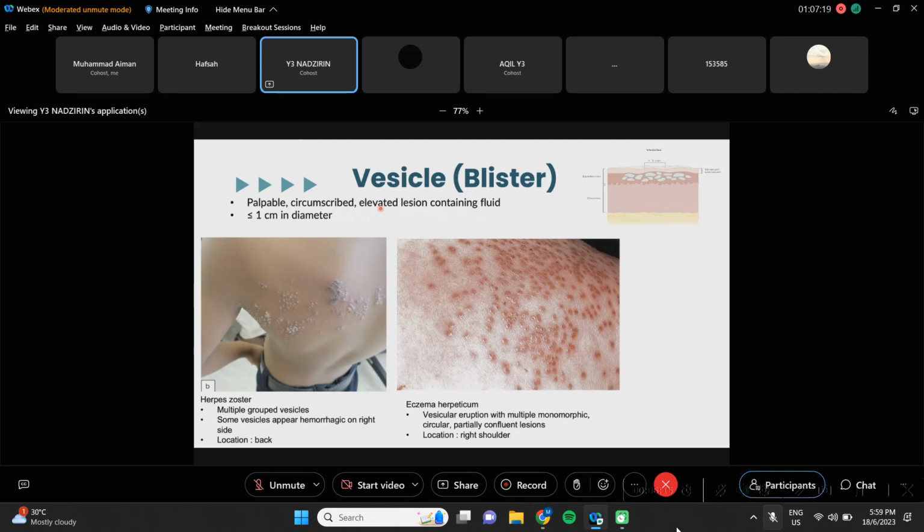Vesicle is the starting of a lesion containing fluid, a palpable elevated lesion with fluid. Vesicle is basically a blister. In herpes zoster, we can see multiple grouped vesicles, this one at the back of the patient, and these appear as hemorrhagic vesicles. Then in eczema herpeticum, we can see multiple vesicle eruptions in a circular shape.